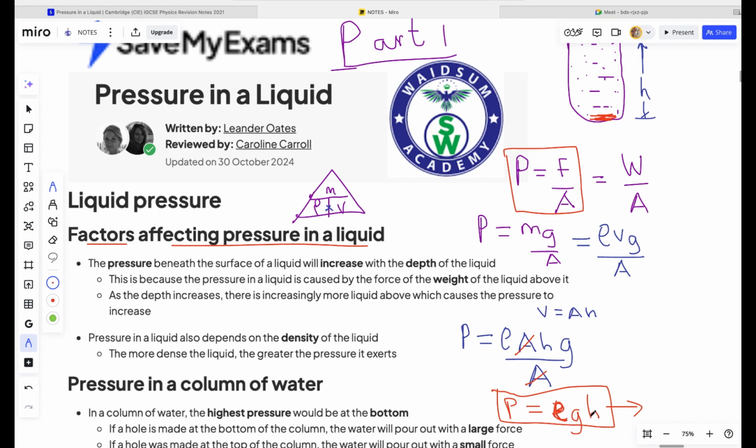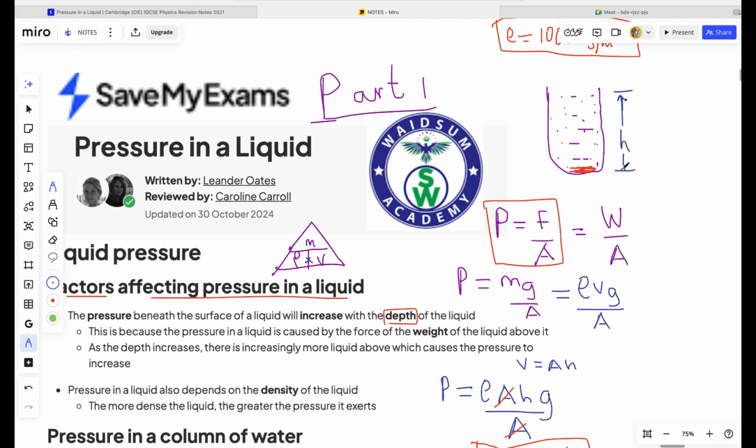Then the third one is the depth. We call it depth, or height, the depth of the liquid in the container. So if the height is very big, then the pressure at the bottom will be very big as well, if the container is very tall. If it's a flat container with a small height, the pressure will be small.